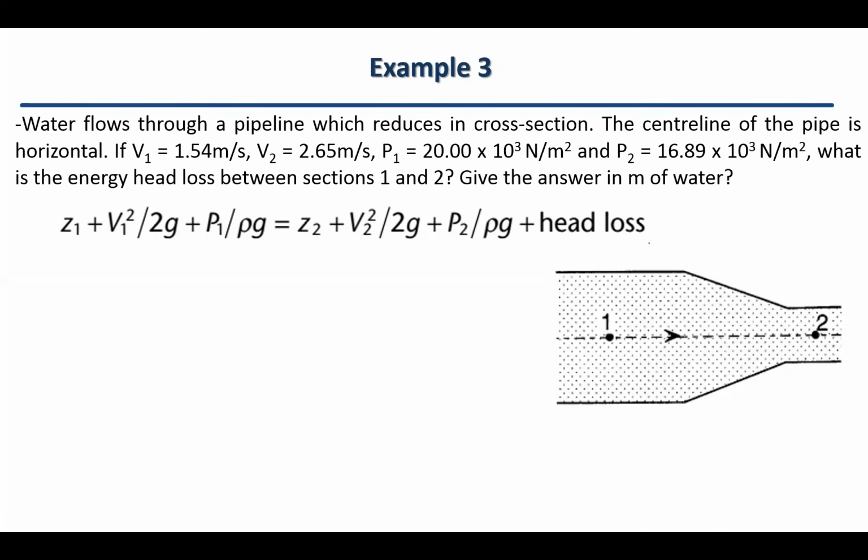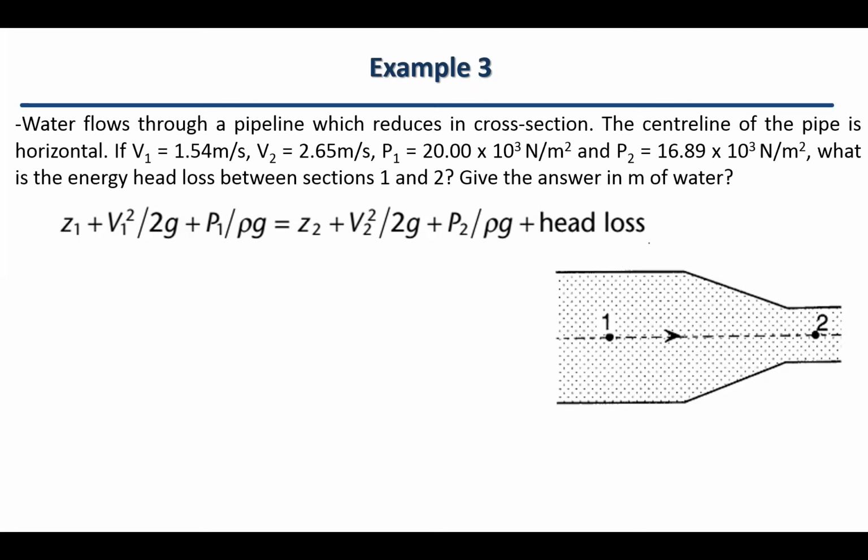Okay, that sounds good because if it's horizontal between point 1 and point 2, there is no difference in level. So if you consider the elevation head, the reference line, the elevation passing through point 1 and point 2 is the same. So Z1 and Z2 are the same, 0.